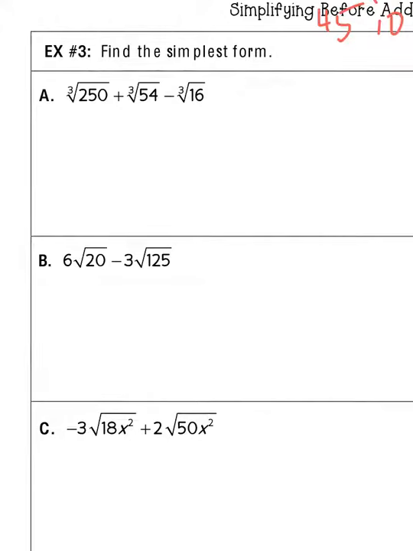So I'm going to go ahead and prime factor 250. I get 25 times 10. Let's try that again. 5 and 5, and 2 and 5. So I end up with the cube root of 2 and 3/5.